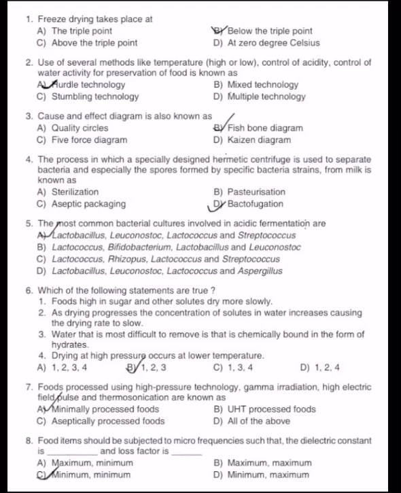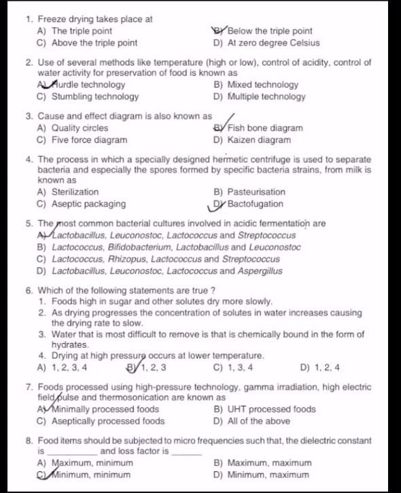Freeze drying takes place at option B, below the triple point. Use of several methods like temperature, control of acidity, control of water activity for preservation of food is known as hurdle technology. Cause and effect diagram is also known as fishbone diagram.